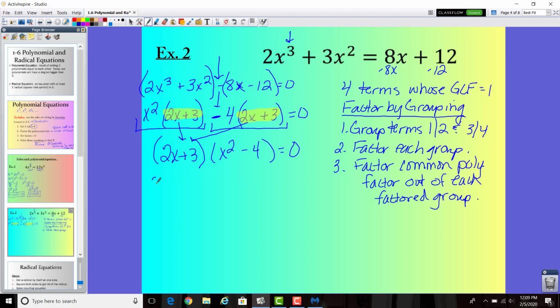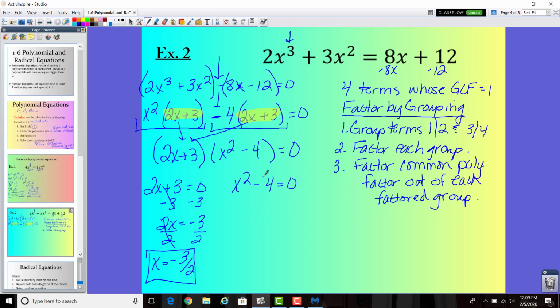Now this is a linear factor, so I can set that one equal to 0. This is a quadratic factor. I can set that equal to 0. Linear, I'm going to subtract 3 and divide by 2. X equals negative 3 over 2.